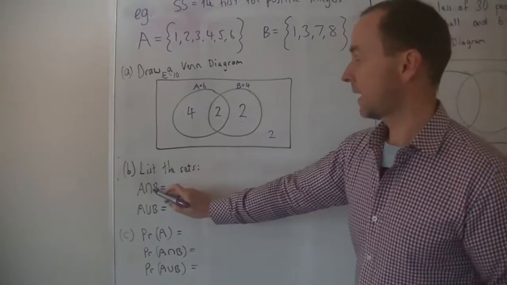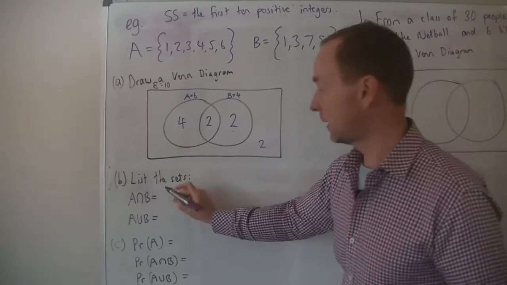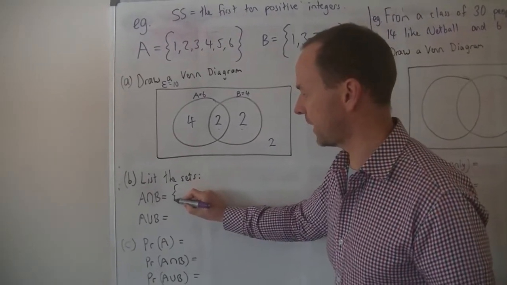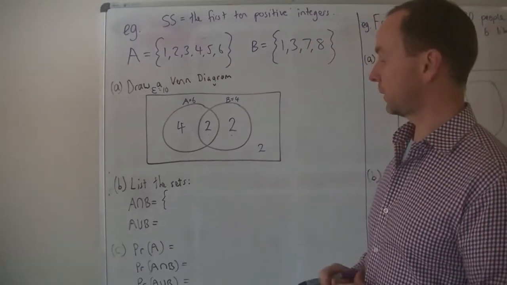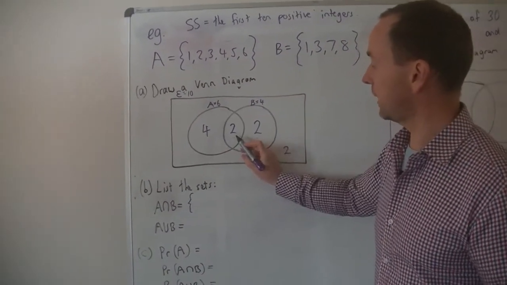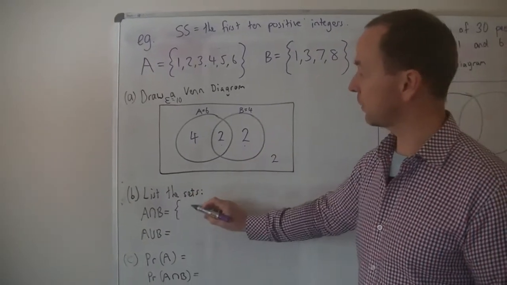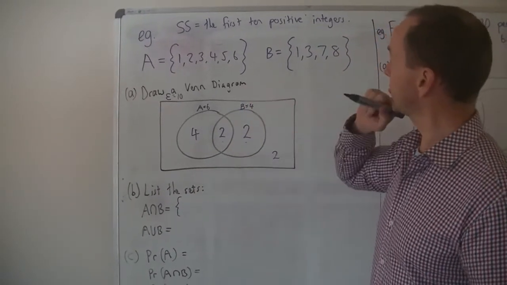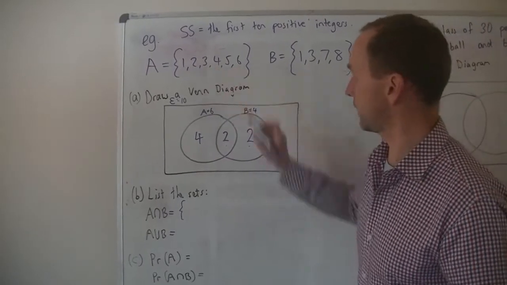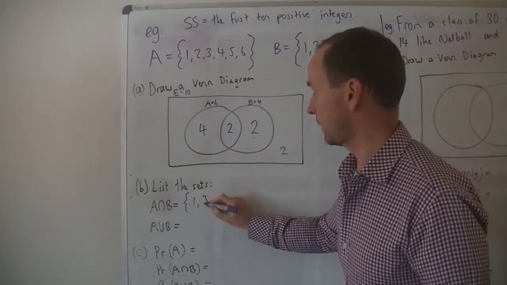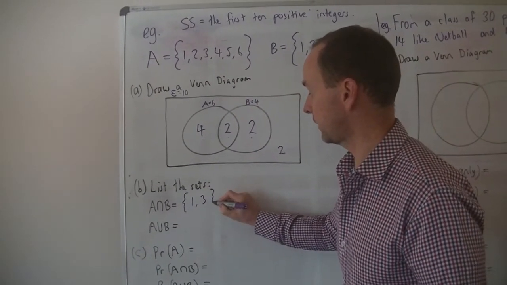List the sets A intersection B. So remember we have to do braces. If you can't draw braces, just draw big squiggly lines. So A intersection B, it says list the sets. So you don't just write the number is 2. Which ones are the intersections? So I can see there's 1 and 3. So 1 and 3 are intersecting.